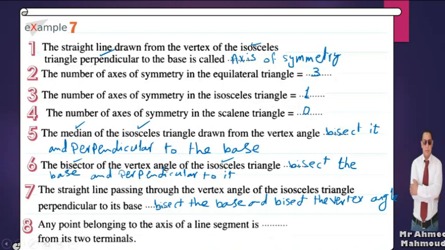Okay, number 8. Any point belonging to the axis of symmetry of a line segment is at equal distance from its terminals. And this is the end of the lesson.